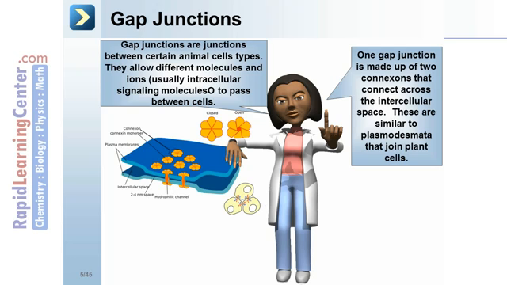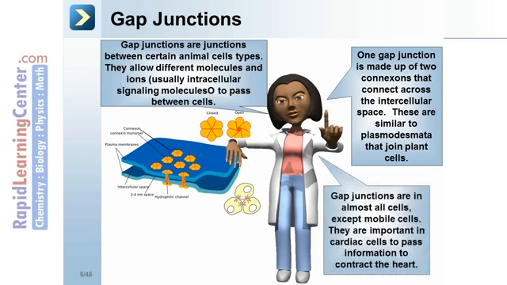One gap junction is made up of 2 connexins that connect across the intercellular space. These are similar to plasmodesmata that join plant cells. Gap junctions are in almost all cells except mobile cells. They are important in cardiac cells to pass information to contract the heart.